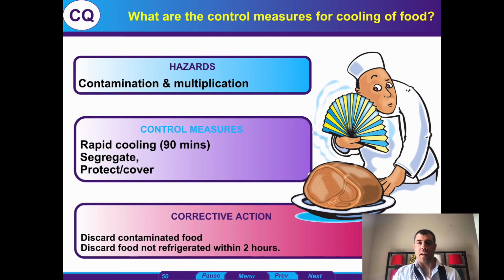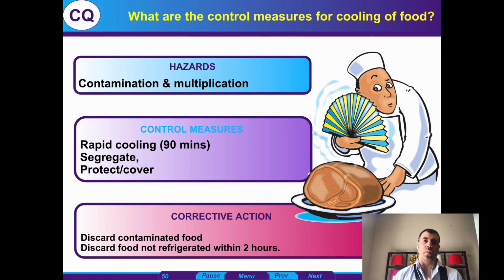So the hazards are also contamination and multiplication, and the control measure is that food needs to be cooled rapidly, within 90 minutes. The food needs to be segregated, protected, and covered. I'll stop there for a second, because on yachts you often don't have blast chillers. So that means you will need to get from 63 degrees to 5 degrees within 90 minutes.